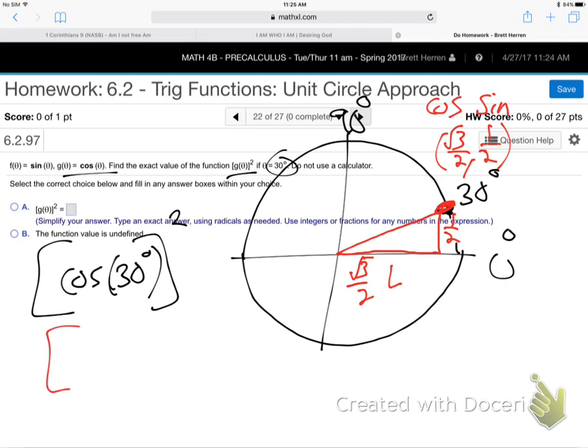So what's the cosine of 30? Root 3 over 2. Squared, that's 3/4. We good? I removed the root and squared the 2. Cosine of 30 squared is 3/4. Is that good? Questions on that one? No questions? All is well?